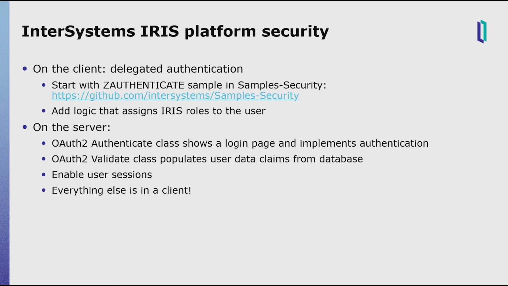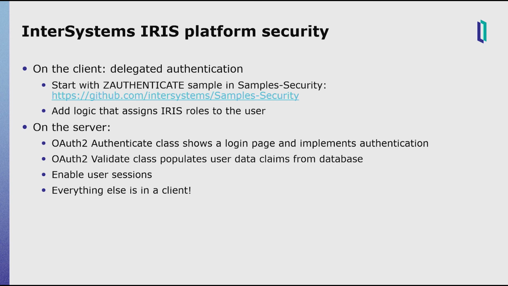Then our validate class does a database lookup in that database of user data and populates all of your OpenID user data claims with their information. The third thing to worry about is there's a checkbox on the authorization server configuration called enable user sessions. You need to check this, otherwise your users will have to re-authenticate every time they go back to your SSO. And that kind of defeats the purpose, right? And then finally, where do I put everything else in the user interface?